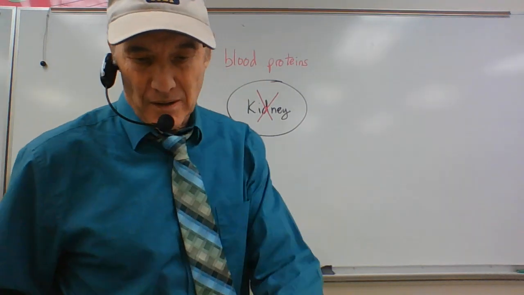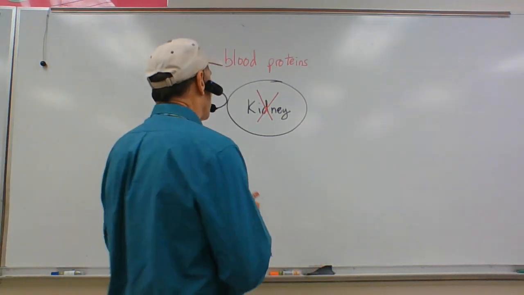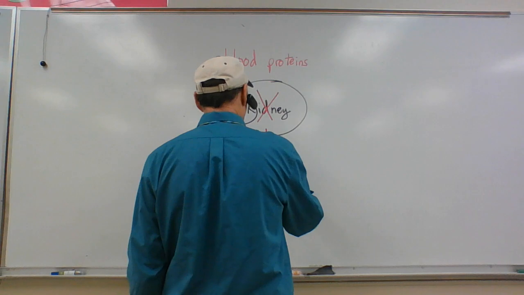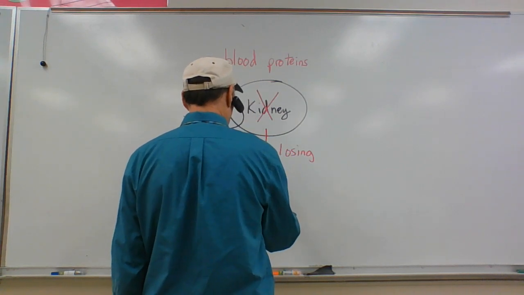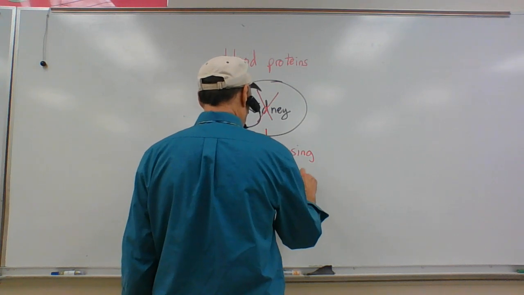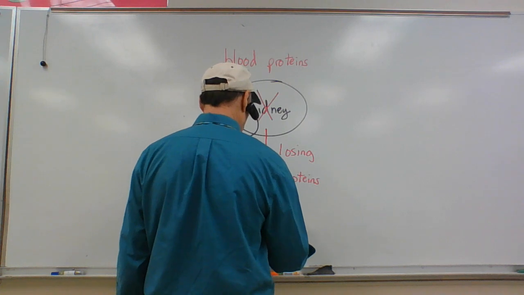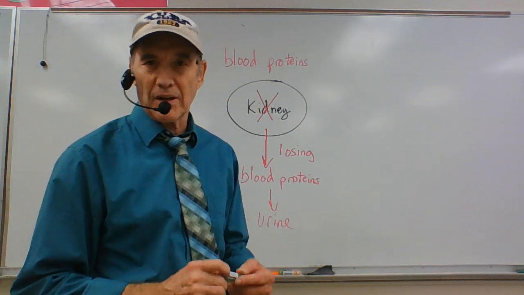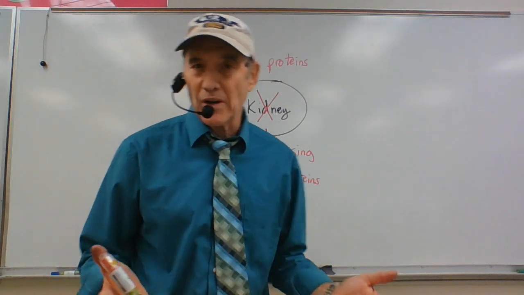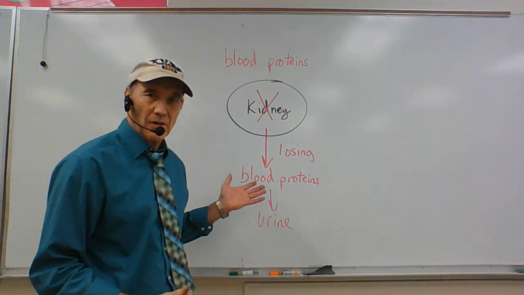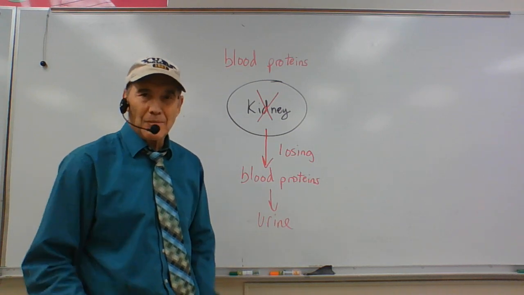So what's happening now is that the kidney, instead of keeping the blood proteins in the blood, is losing those blood proteins. Where do they end up? In the urine, right? That's where the kidney puts everything, into the urine. So now we're not into the urinalysis thing, but if you were to check their urine, they would have high protein in their urine. But we haven't got there yet.